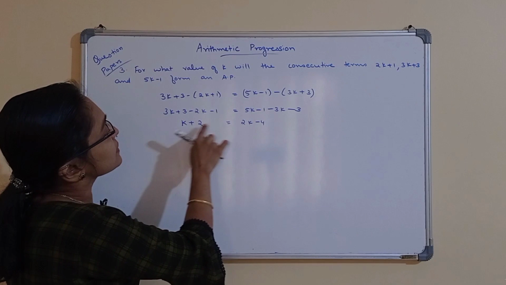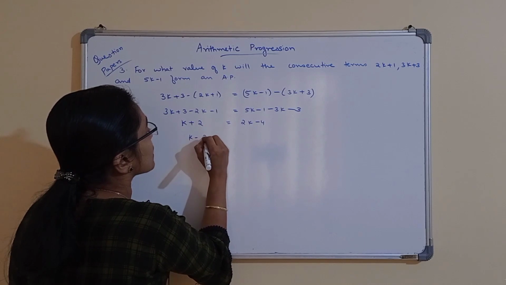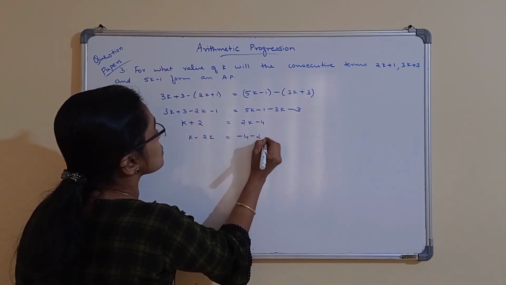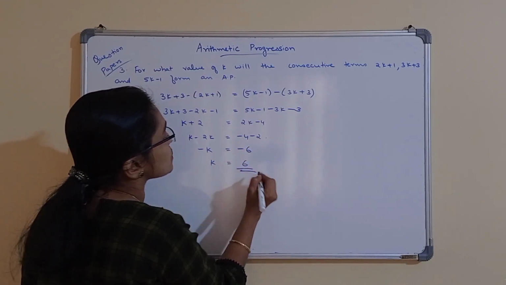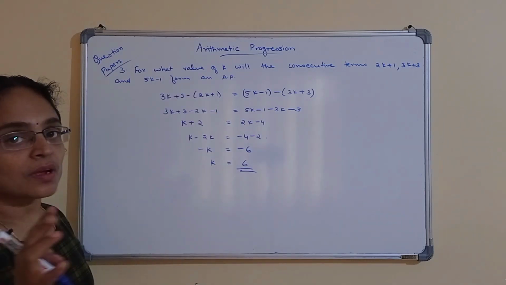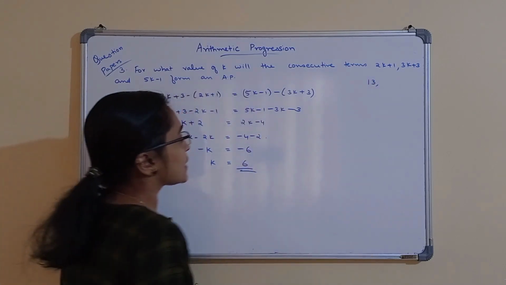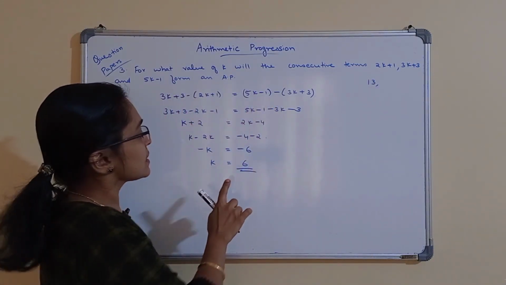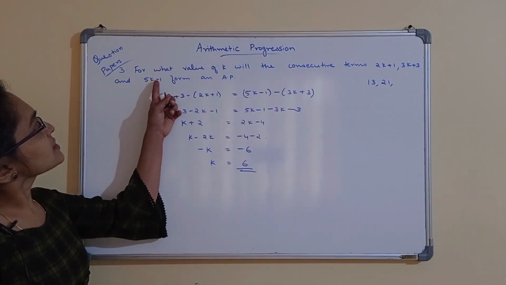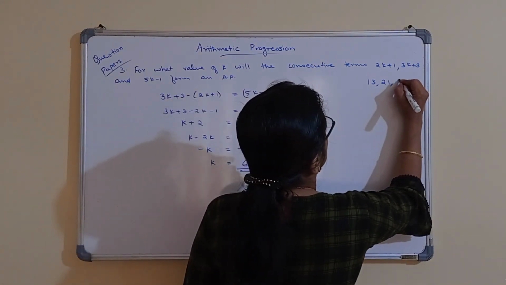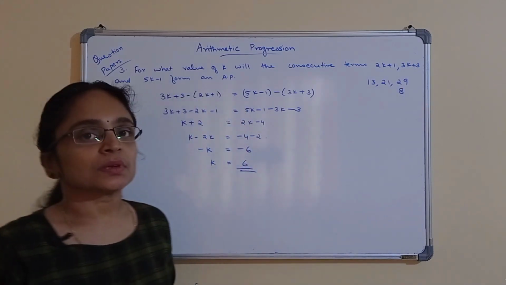Bringing this k term to the left hand side and the constant to the right hand side we have k minus 2k is equal to minus 4 minus 2. That is minus k equal to minus 6, which means k equal to 6. So the value of k here is 6. So the terms will be 12 plus 1, that is 13. Then 3k plus 3 is 18 plus 3, that is 21. Then 5k, that is 30 minus 1, 29. So here the common difference is 8 and this is an AP. Okay, understood?